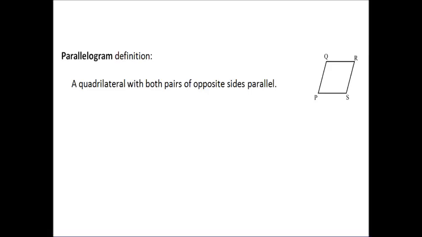A parallelogram is a quadrilateral with both pairs of opposite sides parallel. A quadrilateral means it has four sides and both pairs of opposite sides are parallel. That means this side has to be parallel to this one and this side has to be parallel to this one. And then we have a parallelogram.